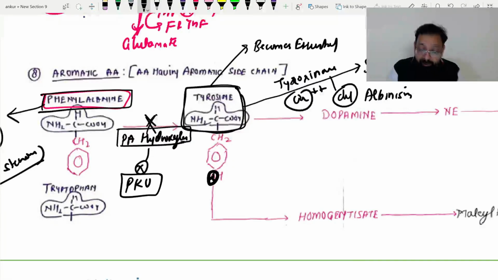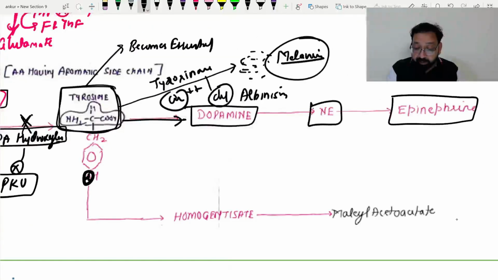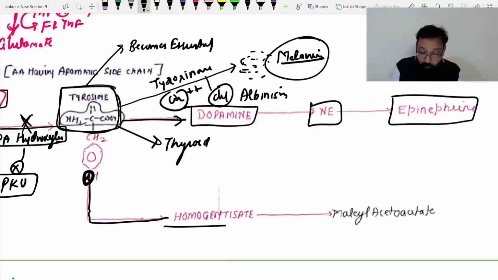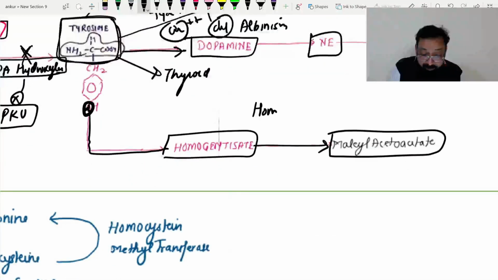Okay, normally tyrosine is converted to dopamine, norepinephrine, epinephrine. These are catecholamines. Question is asked, tyrosine is precursor for catecholamines. Question is asked, tyrosine precursor for thyroid hormone. Yes, tyrosine is also metabolized to homogentisate. Homogentisate is converted to maleylacetoacetate by homogentisate oxidase, or homogentisate dioxygenase.